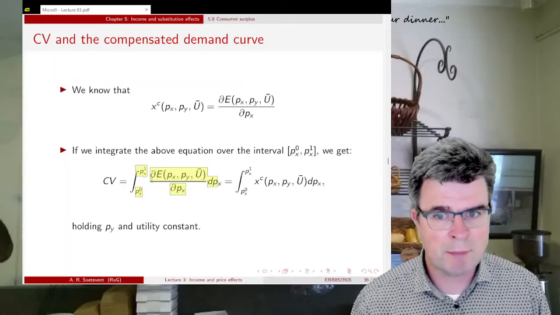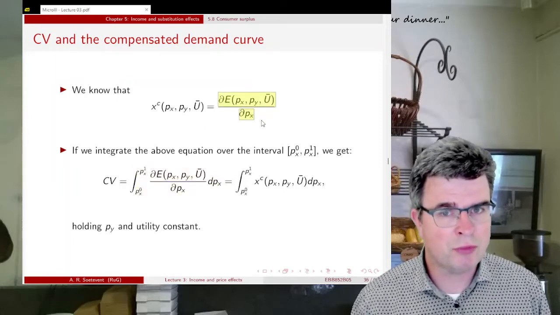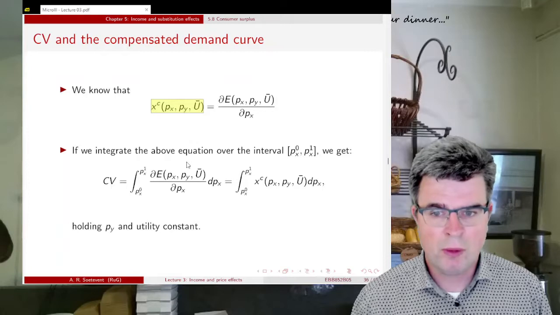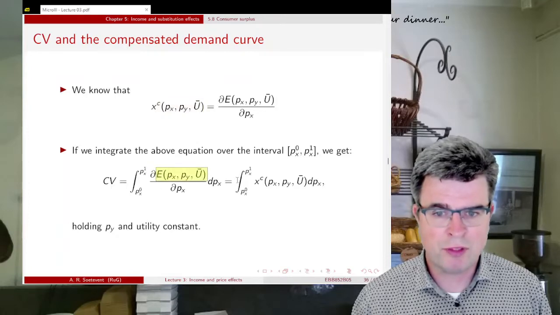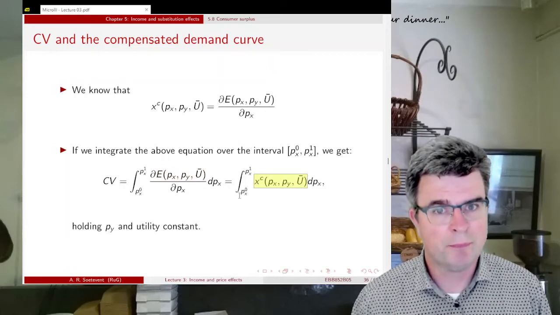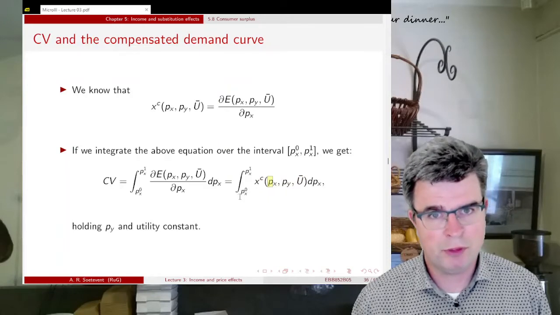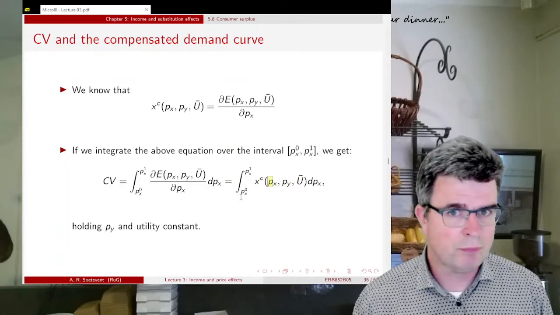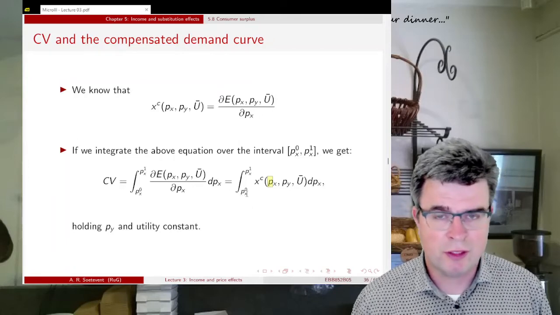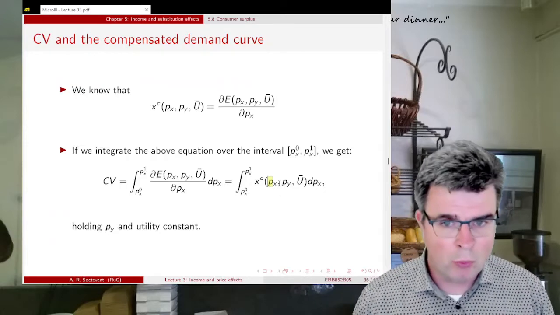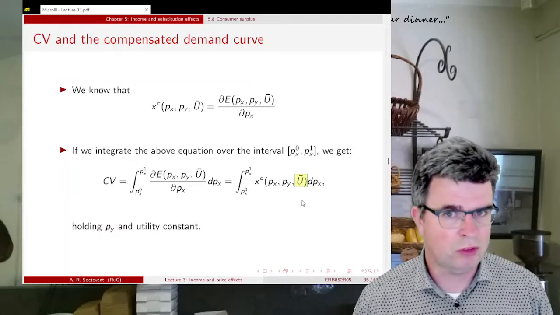But we know from Shepard's lemma that the partial derivative of the expenditure function with respect to price is identical to the compensated demand function. So we can replace this partial derivative over here by the compensated demand function, and we get the expression over here. But this is very familiar. So we have a function of the price of good X, and we integrate over the interval P0 to P1. So it's not different if you have a function f that's a function of x and you integrate over a certain interval of x. And we hold the price of the other good and the utility constant.